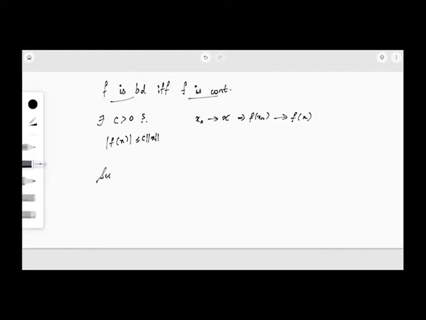So first of all, let us suppose that the functional f is bounded. So this implies by definition there exists a c greater than 0 such that mod f of x is less than or equal to c into norm x. So this is what we have with us, and we need to show that f is continuous. So for that, if xn converges to x, we need to show that f of xn converges to f of x.